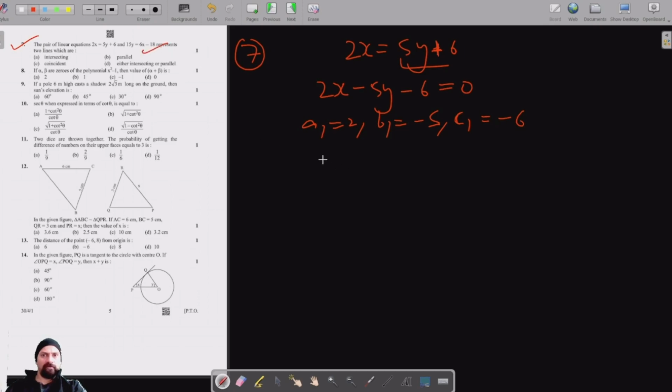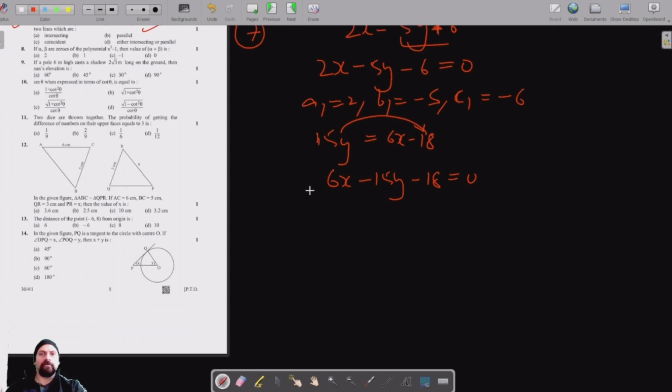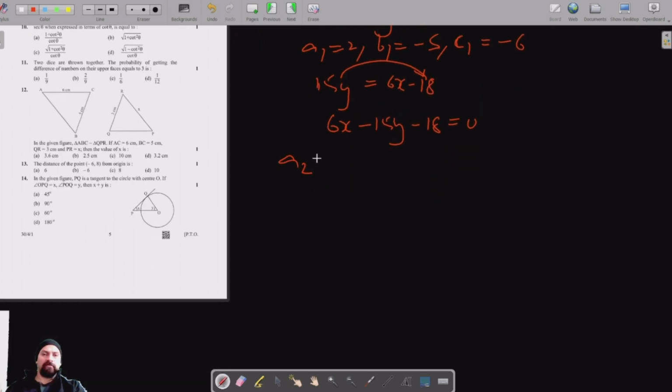Now the second equation is 15y is equal to 6x minus 18. So this is 6x minus 15y minus 18 is equal to 0. And let's write down the respective coefficients of x, y, and the constant. So a2 is 6, b2 is negative 15, and c2 is negative 18.